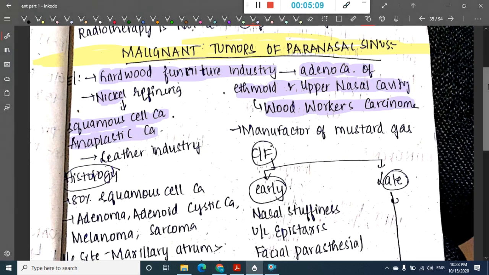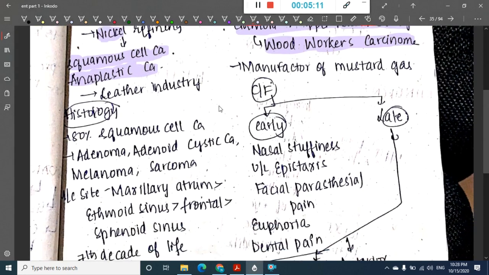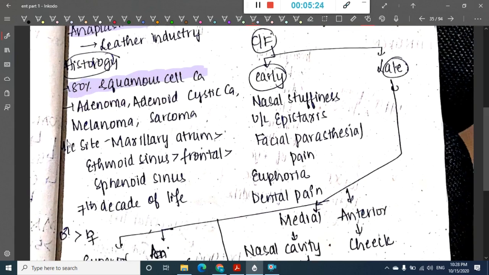Histology: in this malignant tumor of paranasal sinus, 80% is squamous cell carcinoma. Sometimes adenoid cystic carcinoma, melanoma, and sarcoma can also occur. Most common site is the maxillary antrum, followed by ethmoid sinus, followed by frontal sinus, followed by sphenoid sinus.